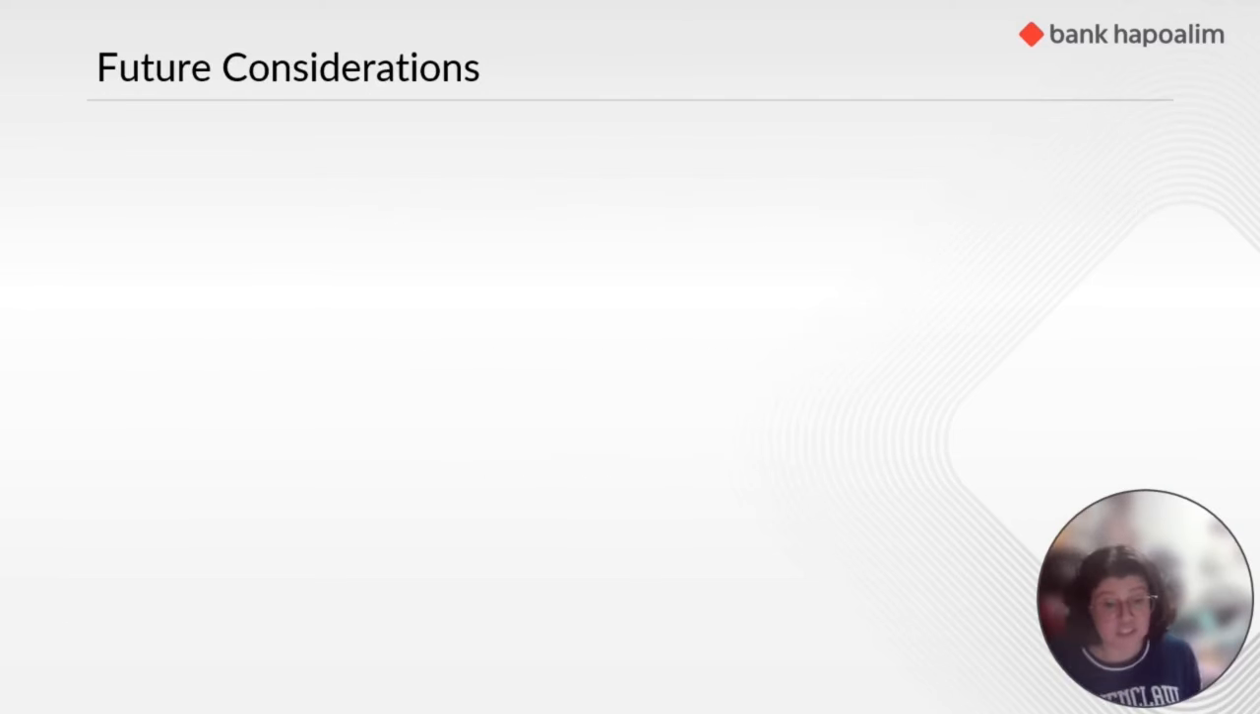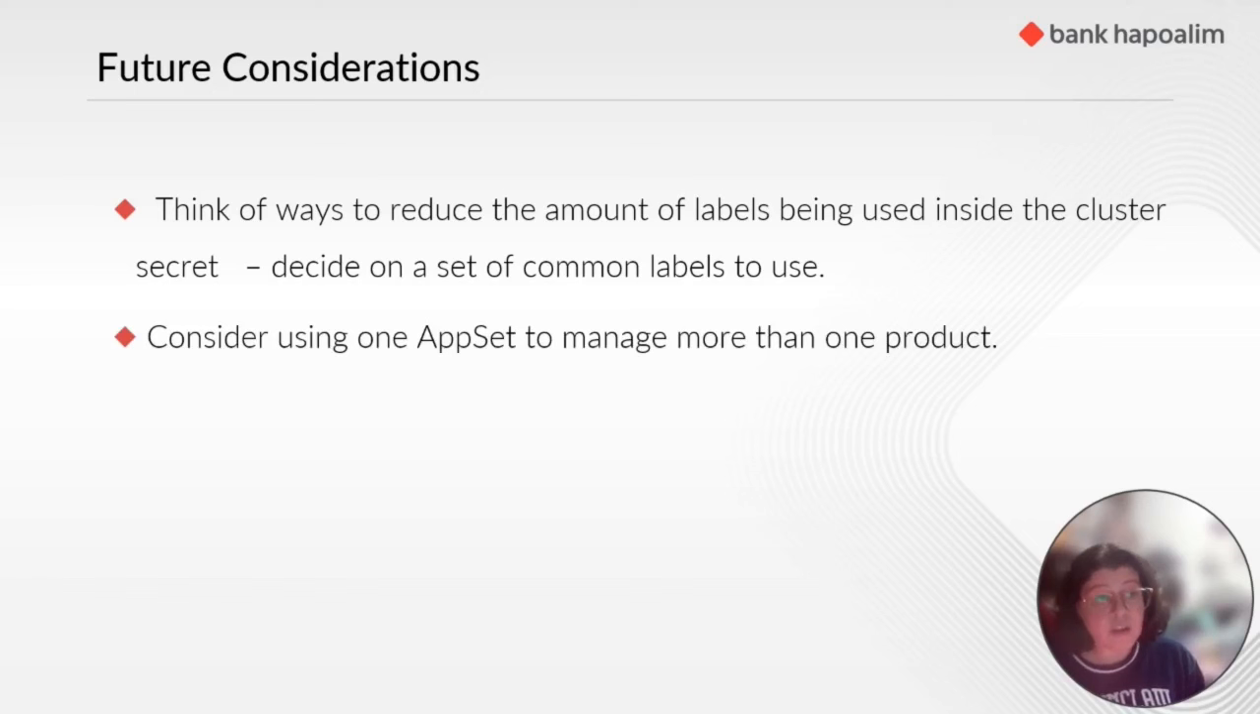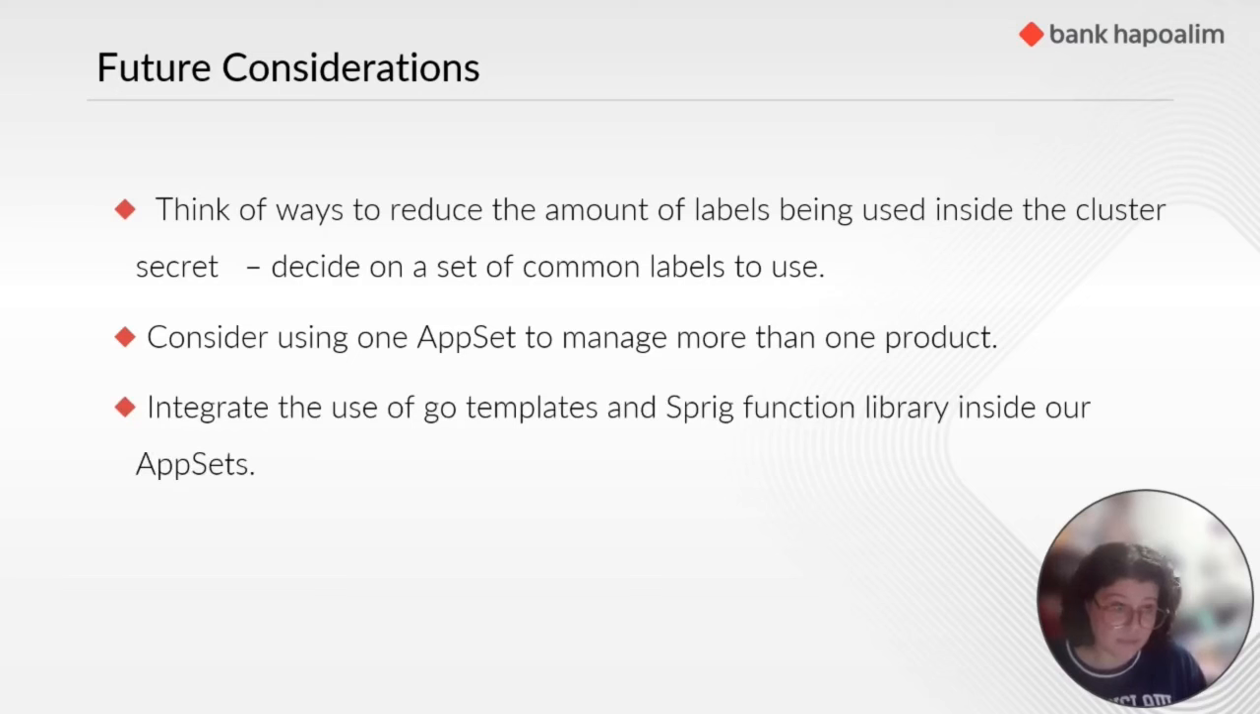Future considerations. I would like to think of ways to reduce the amount of labels being used inside the cluster secret. Maybe decide on some common labels to use for our products. Consider using one appset to manage more than one product. We actually had the thought in the beginning, but it didn't work quite well. But now maybe we are more mature to try to actually make one appset manage more than one product.